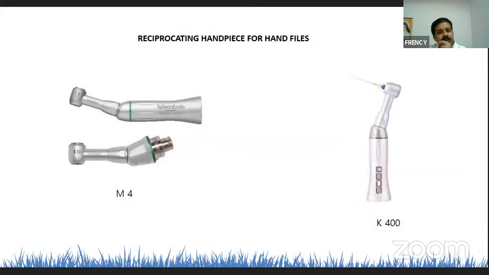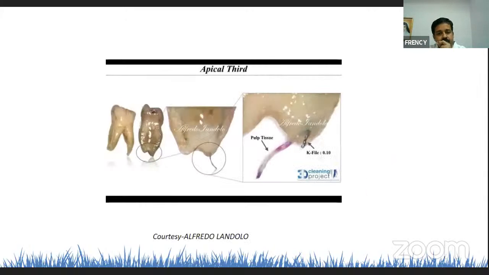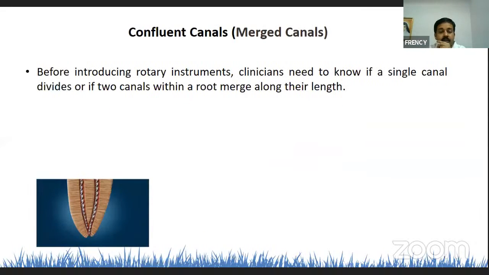Then reciprocating hand wheels for hand files can be used, but I usually prefer hand filing only. In very difficult cases, you can use this one also. This is a picture that shows if you are directly going with a K file 10 into the apical region, it may cause the pushing of the apical pulp, cause blockage, and cause postoperative pain.